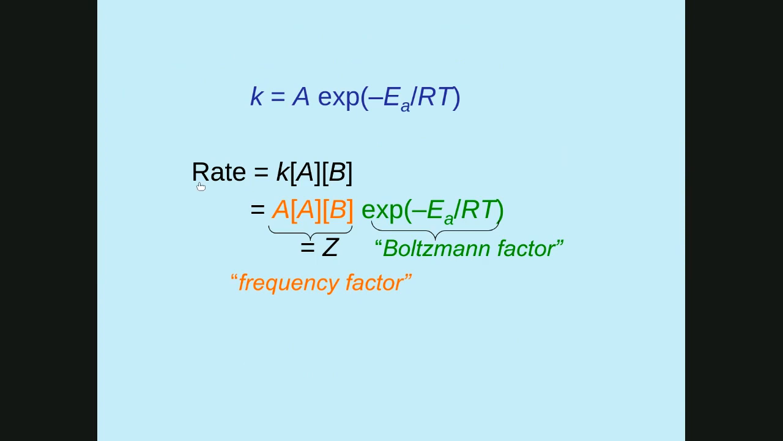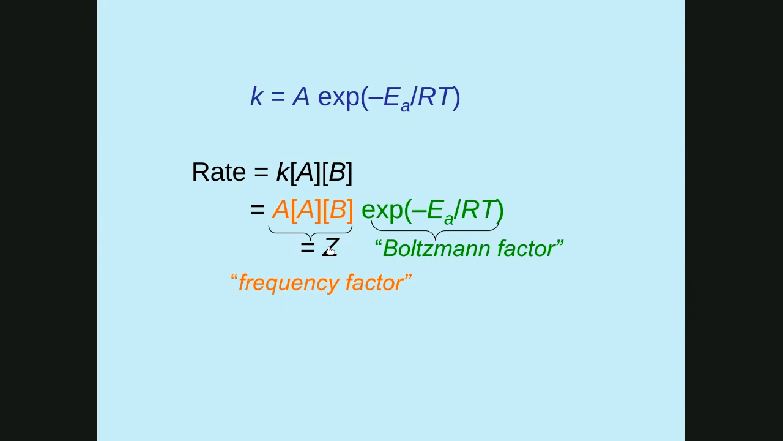All right, so now let's go back to the rate law. It's a binary reaction. Two molecules, A and B, involved, so the rate of the reaction will be proportional to their respective concentrations. And the constant of proportionality is our K, which we can now write out in more detail. So A times the exponential factor, which we call a Boltzmann factor, right? So what is here in front of the Boltzmann factor is in fact the frequency factor.